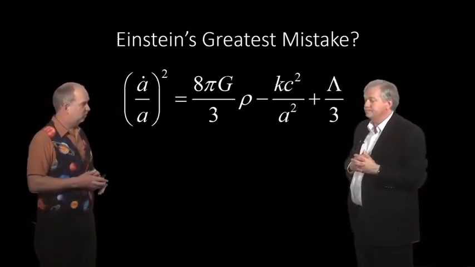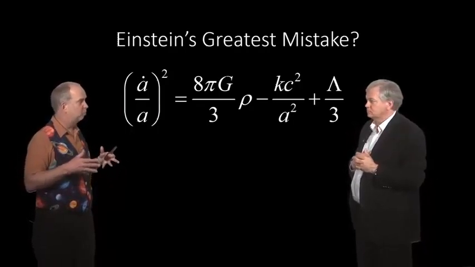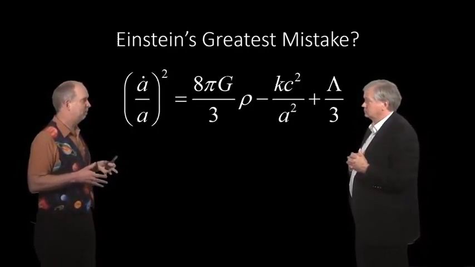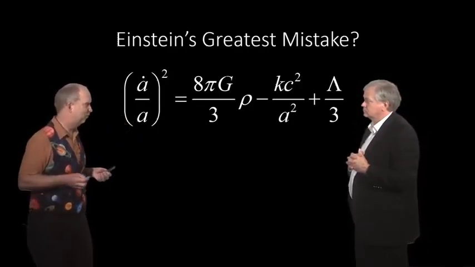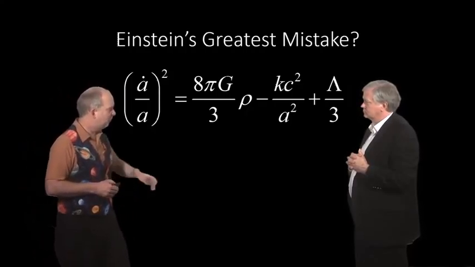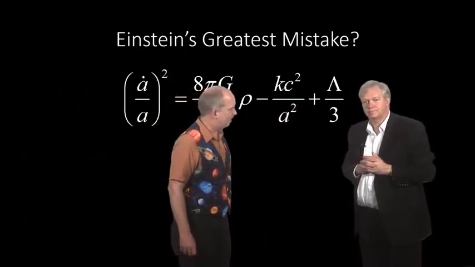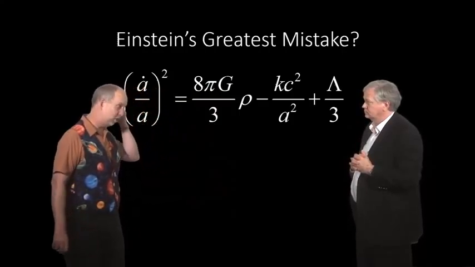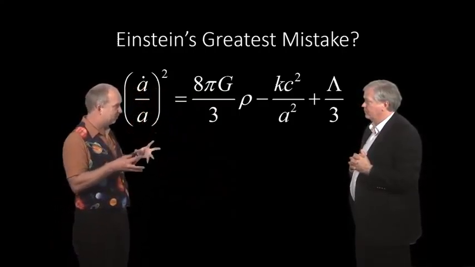He looked at this equation and he saw that space had to either expand or contract. This was before Hubble had proven that space was expanding. Einstein thought, it's ridiculous, space can't expand or contract. So he put a fudge factor in, lambda, over here, so that the universe could actually be stationary. It actually turns out it wouldn't do that because it would be unstable.